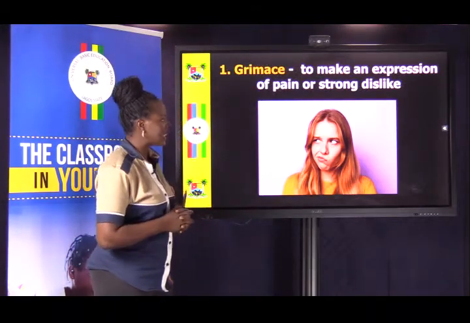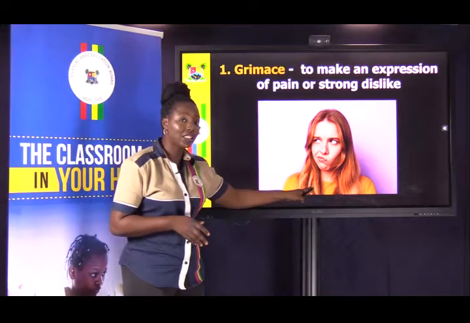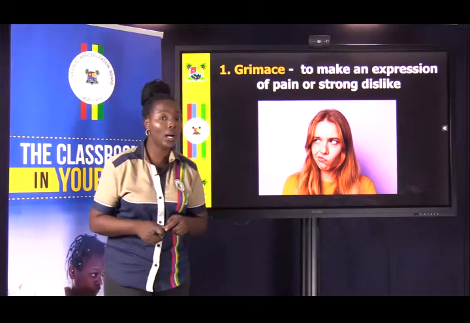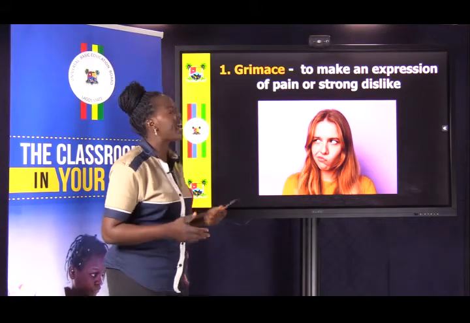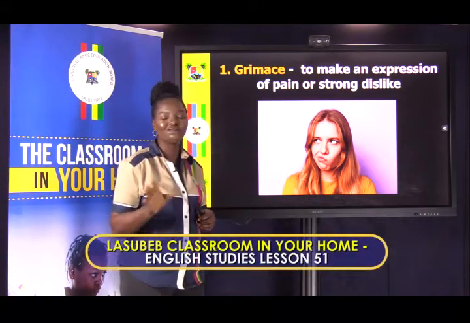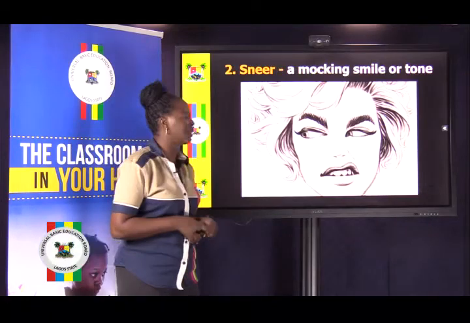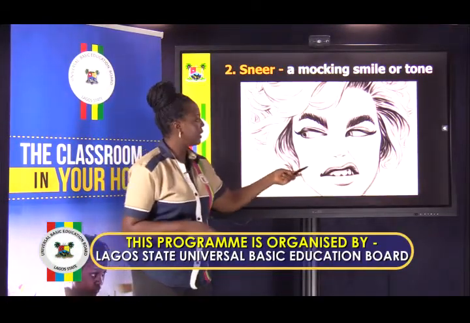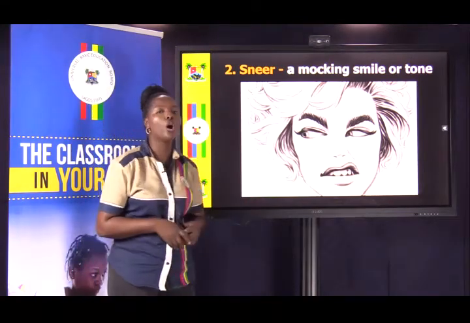This person's face, is it looking like a good one? Well, if you've seen someone expressing this facial look before, it means grimace. Grimace means to make an expression of pain or strong dislike. I don't like it. That is what? Grimace. Another one, this is odd. This is what we call snare. That look is a snaring look, a mocking smile or tone.